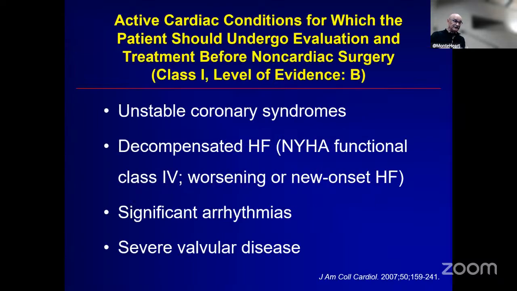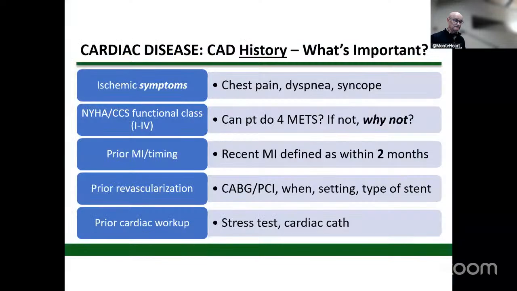Okay. So, when we do that, we're trying to find unstable coronary disease, decompensated heart failure, symptomatic arrhythmia, severe valve disease, especially stenotic valve disease. And this is again, looking at the same stuff: ischemic symptoms, New York function, prior MI, especially recent MI is very concerning. Have they been revascularized, and when? And what kind of testing have they had?